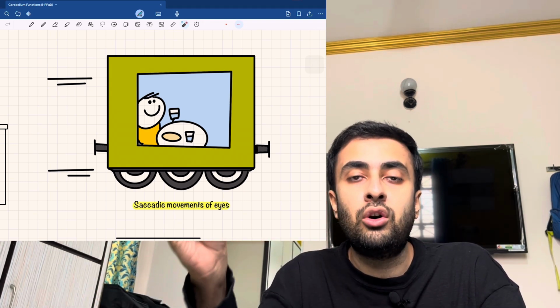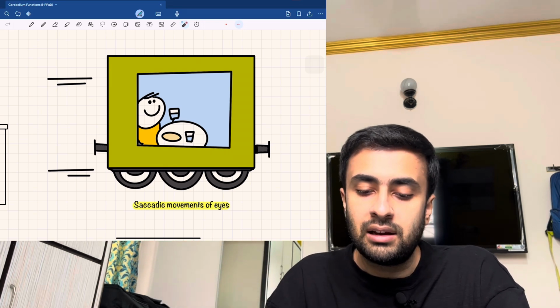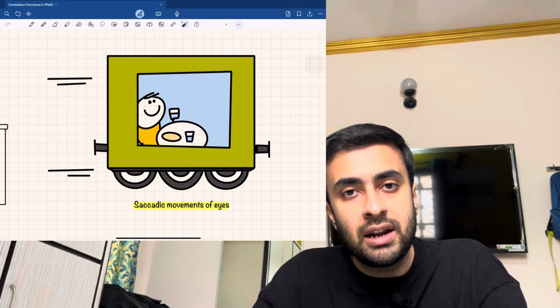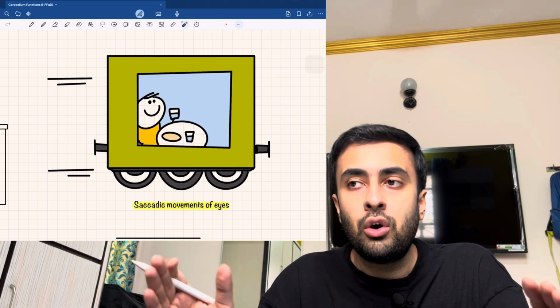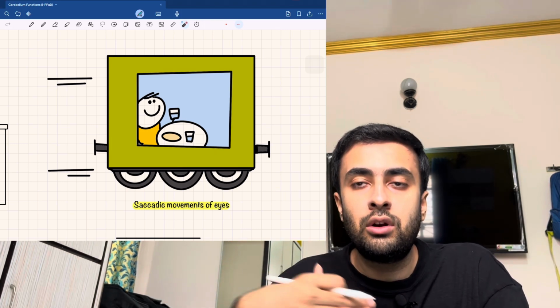These movements are called saccadic movements, and these are the rapid, rhythmic, alternating movements of the eyes that help it fixate from one object to another, or to fixate on one constant object whenever you are on a moving plane.